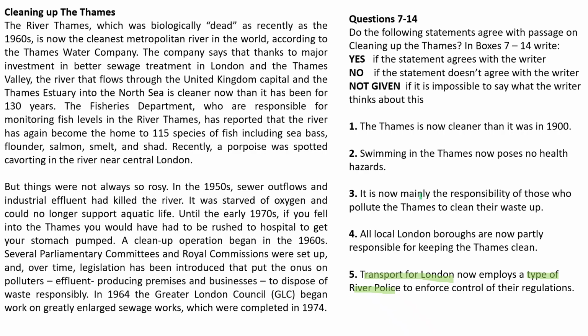So it's not just the polluters, but also the effluent-producing premises and businesses. This basically contradicts the information, because the statement says it is mainly the responsibility of those who pollute. However, the passage says the onus is not just on polluters, but also on effluent-producing premises and businesses, to dispose of the waste. Hence, this contradicts the information, so it's going to be the false one.